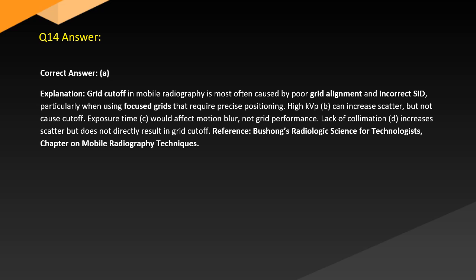Answer. Correct answer. A. Explanation. Grid cutoff in mobile radiography is most often caused by poor grid alignment and incorrect SID, particularly when using focused grids that require precise positioning. High kVp, B, can increase scatter, but not cause cutoff. Exposure time, C, would affect motion blur, not grid performance. Lack of collimation, D, increases scatter, but does not directly result in grid cutoff. Reference Bushong's Radiologic Science for Technologists, chapter on mobile radiography techniques.